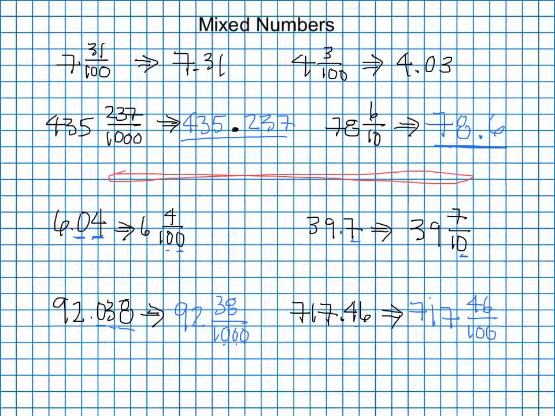That's it for video number 3. Video number 4, basically going to look at comparing numbers, kind of what we did in 3.2. But then we're going to do a little ordering from least to greatest and greatest to least.